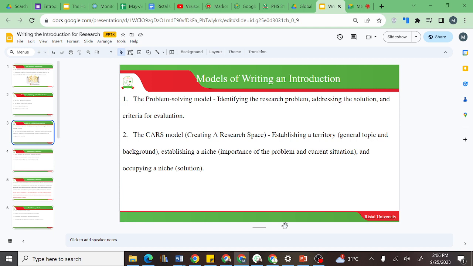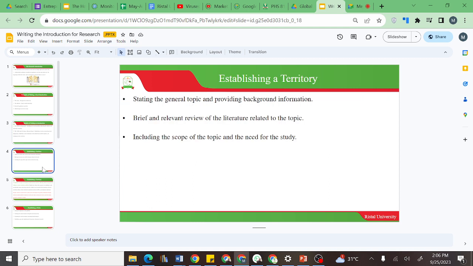That's the first model. The second model is what we call the CARS model, which is basically about creating a research space. And this is the one we are going to focus on, creating a research space. This one has steps, of course. The first one is about establishing the territory, followed by establishing a niche, and then occupying the niche. So we're going to look at what each of those means. So let us start with establishing a niche. I mean a territory.